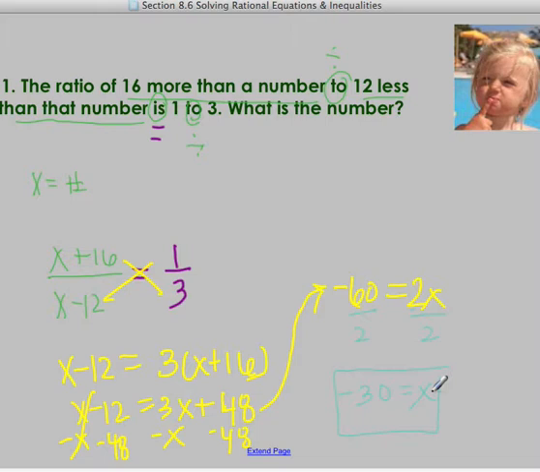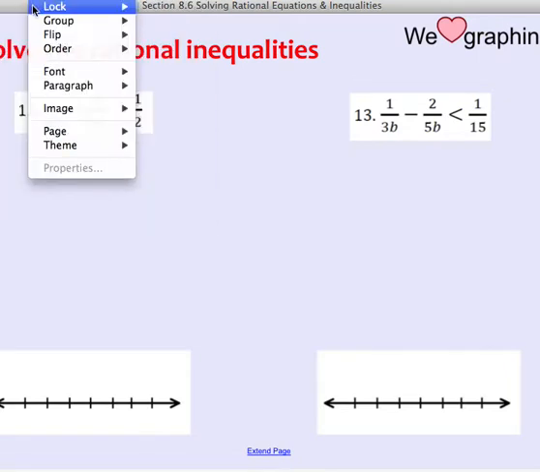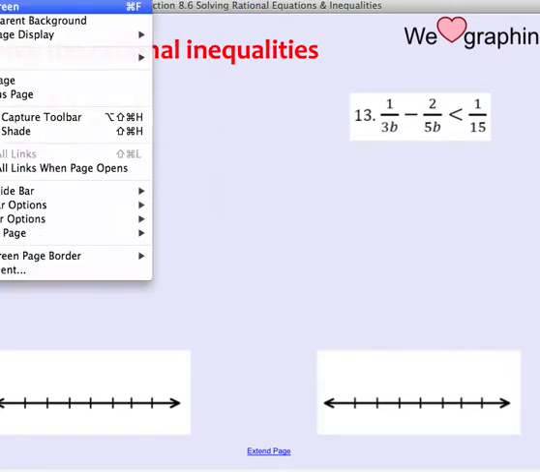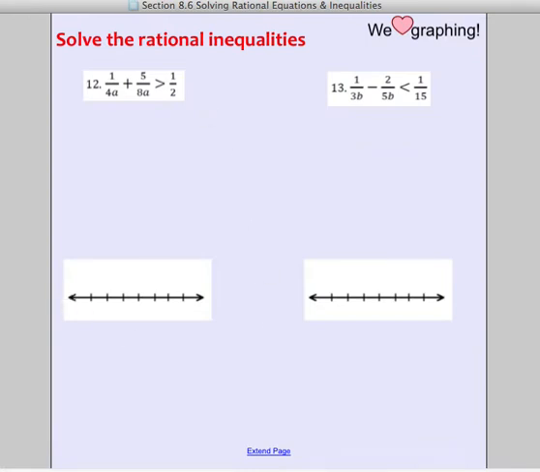So those are some solving rational equations with word problems. Now we're going to go ahead and look at our inequalities. We need to solve the rational inequalities that are listed below. Just going to try and see if I can get the screen on here. All right, there we go. So you can see it all. So we want to solve this rational inequality.